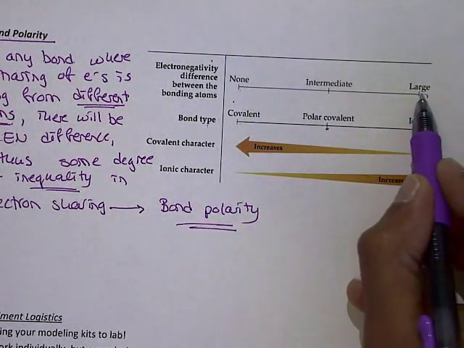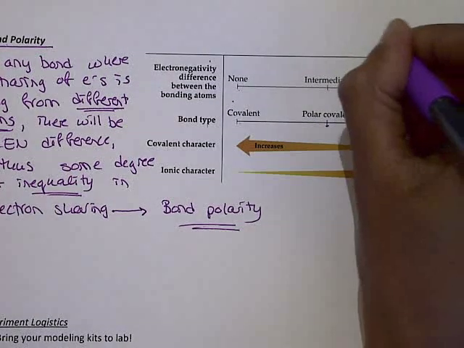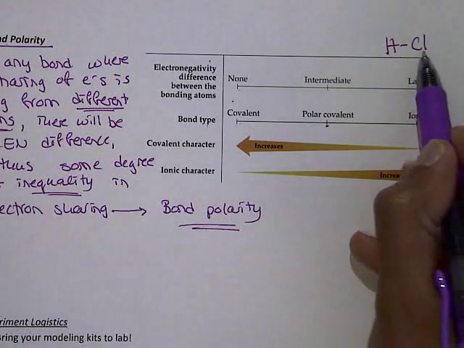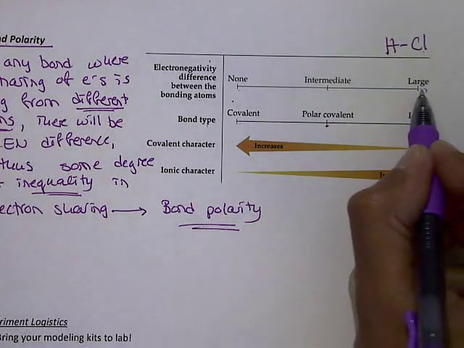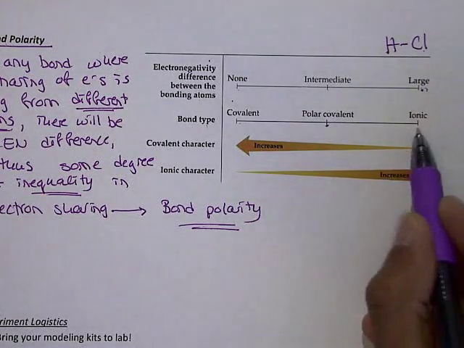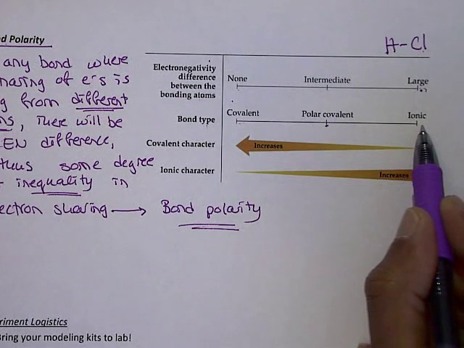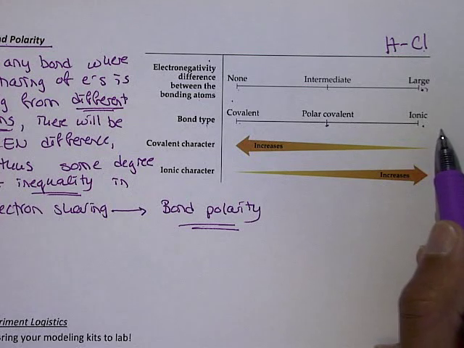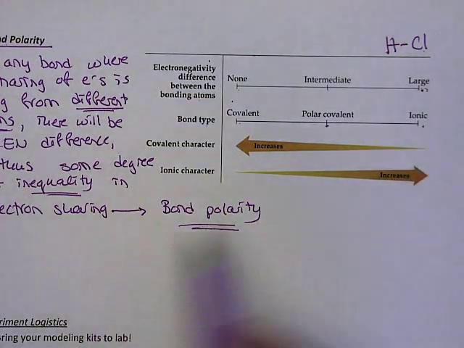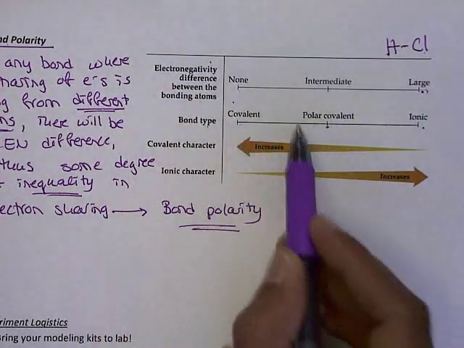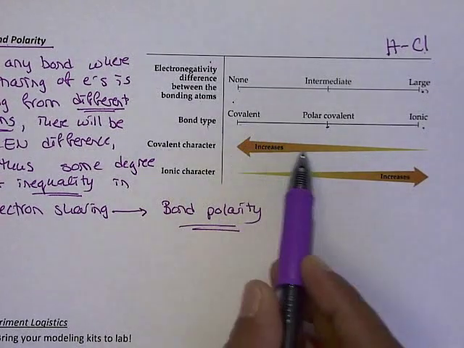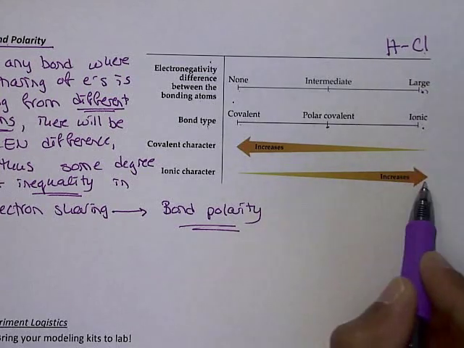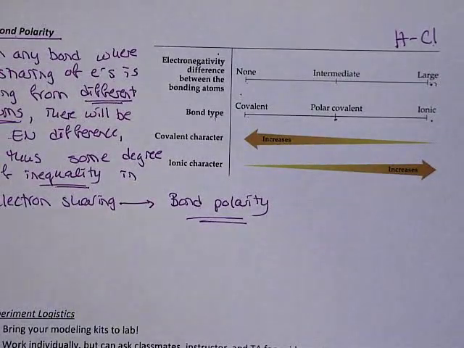If there's a very large electronegativity difference, for example, in hydrogen chloride, hydrogen is on one end of the spectrum, chlorine is on the other end of the spectrum, that electronegativity difference is so large that we actually refer to it as a completely ionic bond, and we're going to go through more of the differences between ionic and covalent bonds in lecture. Similarly, if you have more covalent bond type, that means your bond is increasing in covalent character. If you have more of an ionic bond, that means it increases more in ionic character.